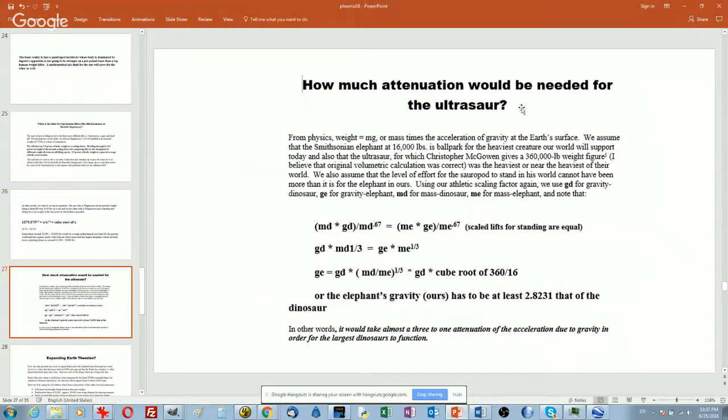How much attenuation would you need for the ultrasaur? How much would gravity have to change in order to have one of these largest dinosaurs walk around? What I've done is to simply equate the level of effort for the dinosaur, the ultrasaur, 180 tons, right?